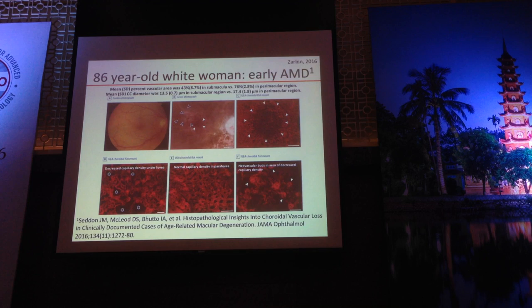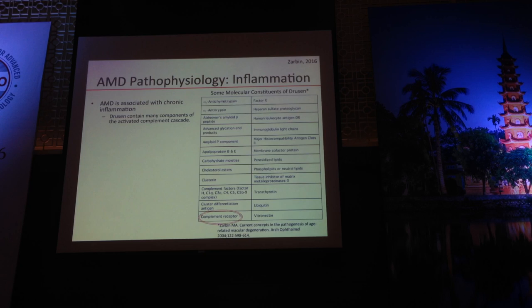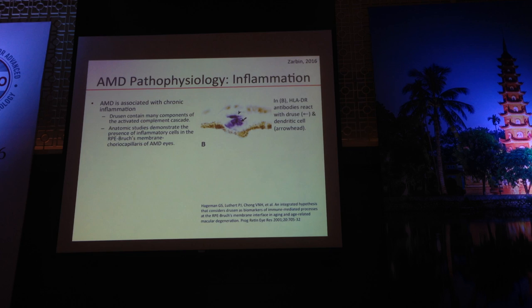Now, we talked about Bruch's membrane, we talked about the choroid, now we're going to talk about inflammation. AMD is associated with a chronic inflammatory response. For example, if we look at the molecular constituents of drusen, you can see that there are complement receptors, complement factors, amyloid beta peptide. These are all molecules associated with inflammatory response. And in fact, if you look carefully, you'll see activated choroidal dendritic cells in Bruch's membrane, which is shown here, in patients with age-related macular degeneration.